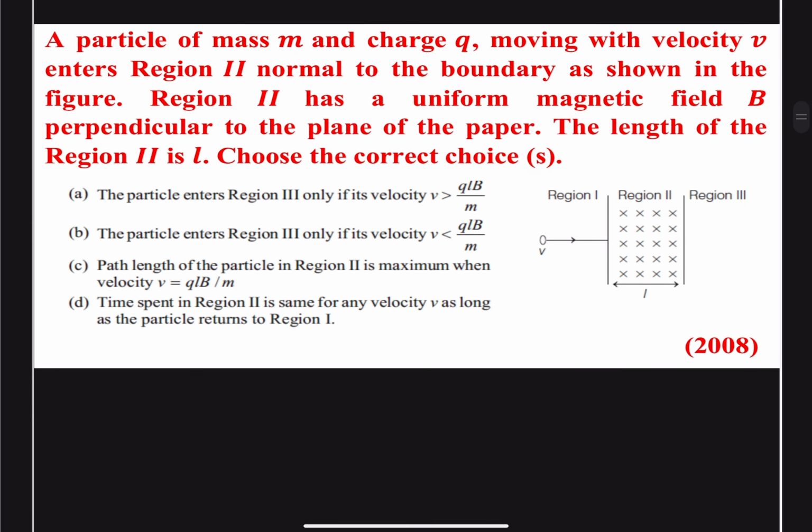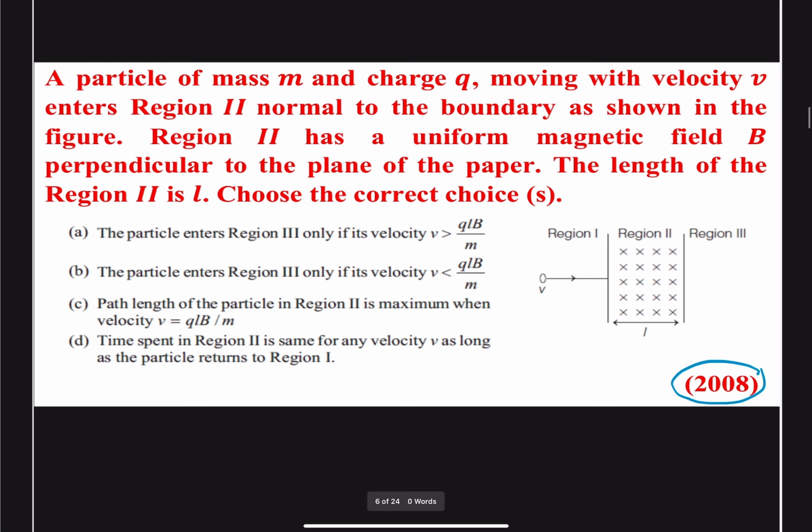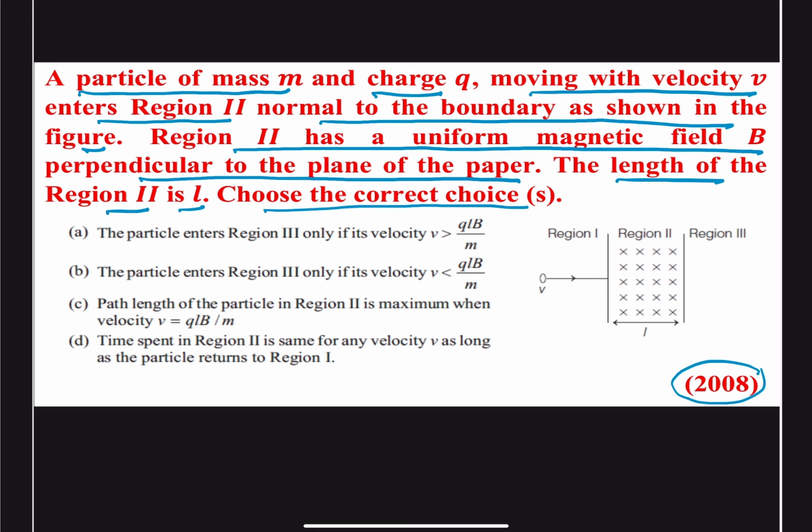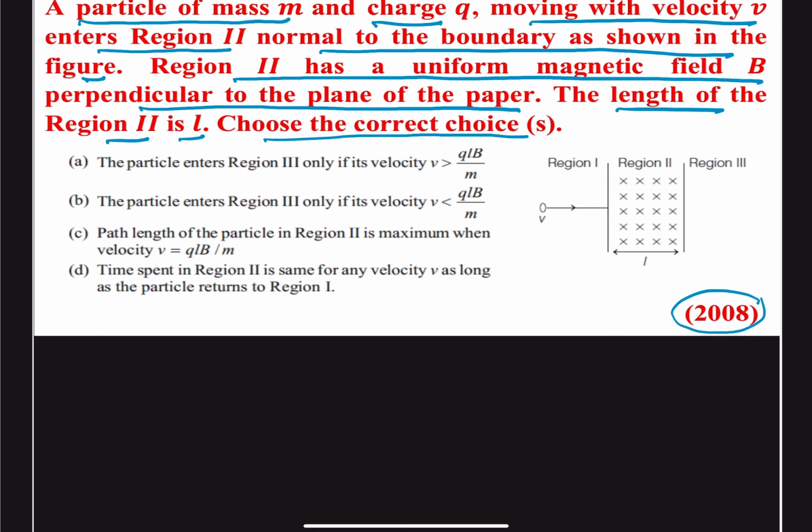It is given that, it was asked in the year 2008, and it says that a particle of mass m, charge q, moving with a velocity v, enters region 2 normal to the boundary as shown in the figure. Region 2 has a uniform magnetic field B perpendicular to the plane of the paper. The length of region 2 is L. Choose the correct choice or choices. So this is a multiple correct question, and we have to find out which options are correct.